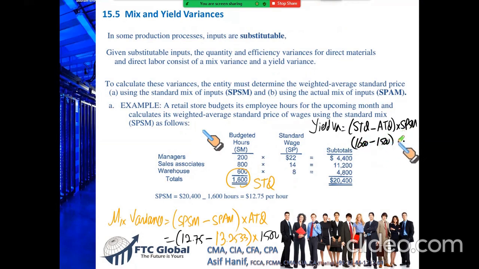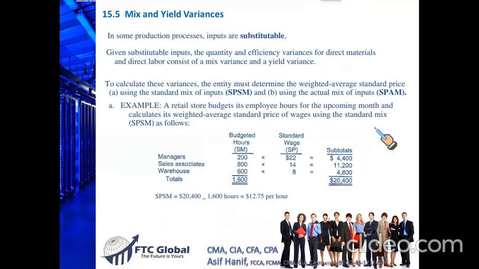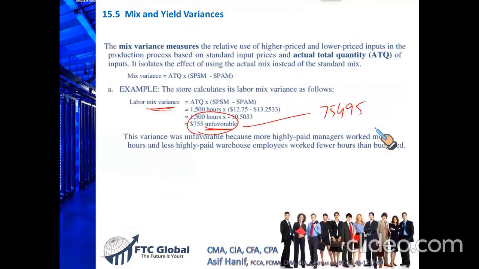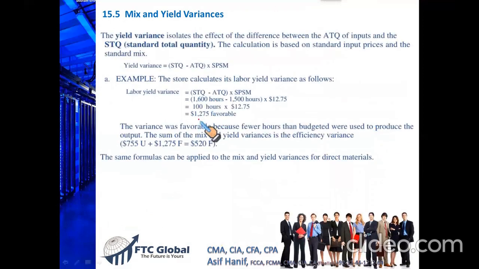So yield is favorable, multiplied by SPSM, which is 12.75. If you multiply these, you should get a favorable variance, which is going to be a green plus number, 1275. 1600 less 1500, 100 multiplied by 12.75, 1275. So your yield is favorable because you use less hours than the original plan. So 1275 is going to be your answer in the next slide. See, 1275. So this is going to be your yield variance, which is favorable.